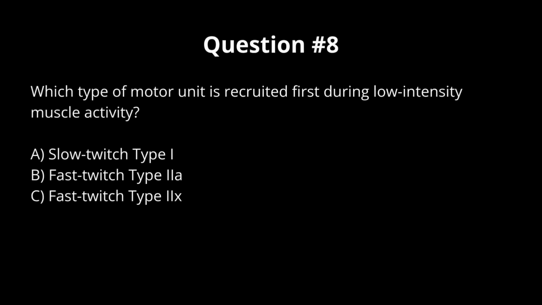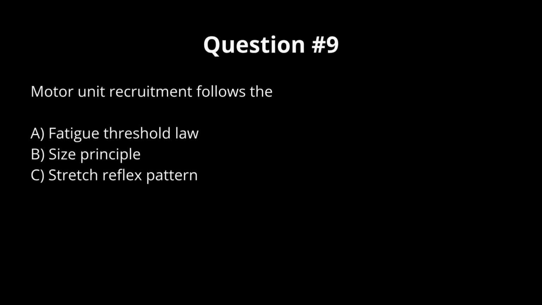Question number 8. Which type of motor unit is recruited first during low-intensity muscle activity? A. Slow twitch type 1, B. Fast twitch type IIA, C. Fast twitch type IIX. The correct answer is A. A slow twitch type 1 motor unit has a low activation threshold and is recruited first, following the size principle of motor unit recruitment.